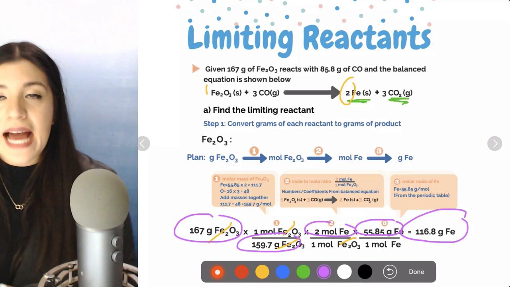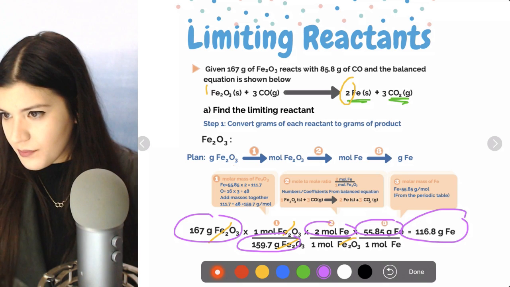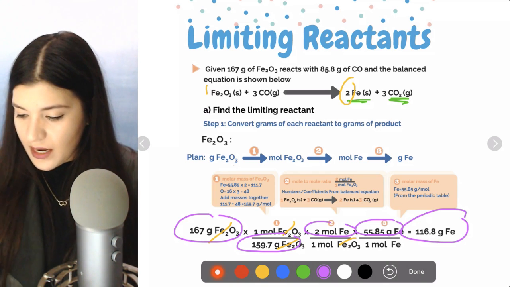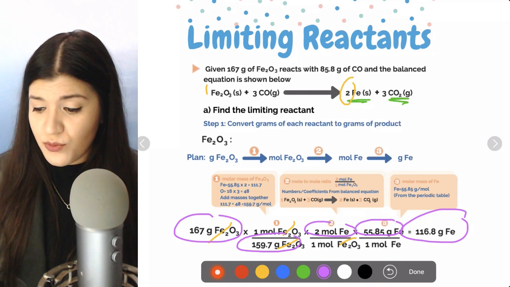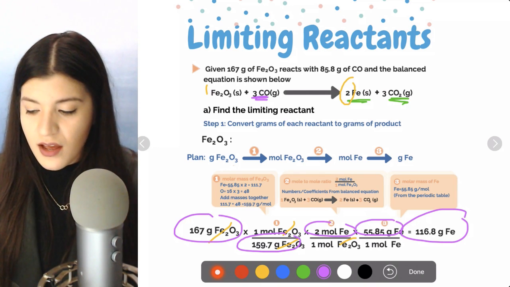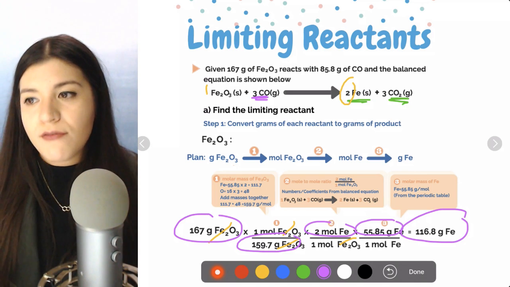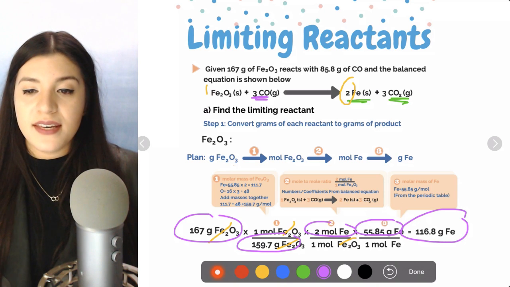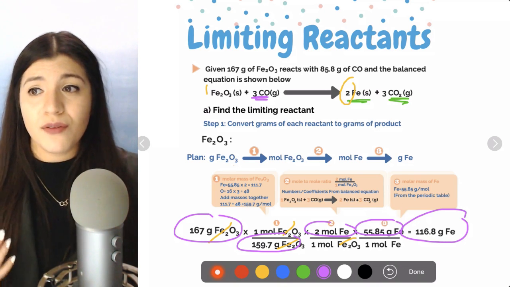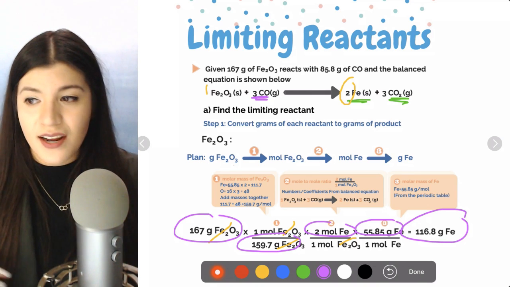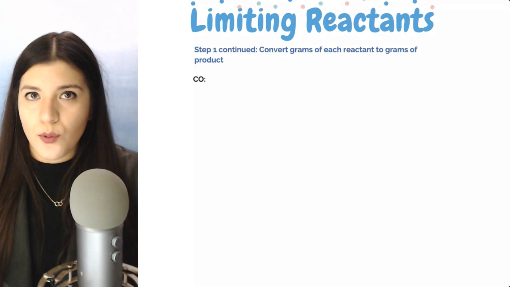We're going to do this exact concept, and this process really, for the second reactant, which was carbon monoxide, okay? And then at the end for limiting reactants, what we'll see is whatever reactant produces the least amount of product, that's your limiting reactant because your amount of product is limited, right? So that's essentially the concept there. So let's do this process one more time.